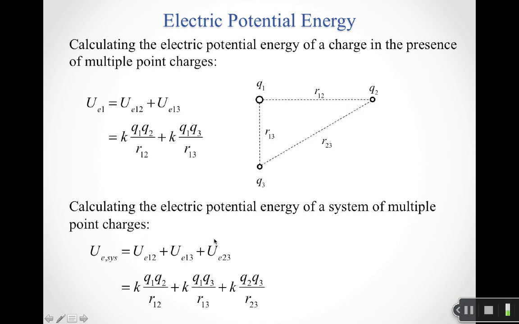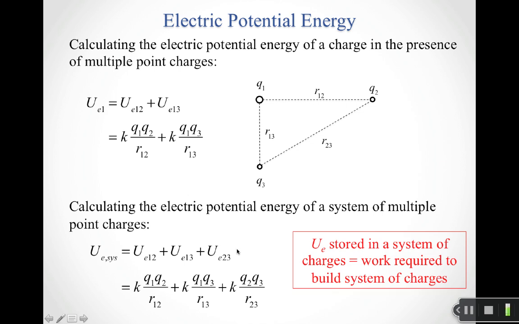So the electric potential energy of the system says I need 3 terms, one for each of my 3 interactions. And you'll notice that this tells you that the electric potential energy stored in your system of charges is equal to the work required to build the system. So another way that we can talk about the electric potential energy of the system is to ask how much work it took to put the system together. When you brought in charge 1, charge 2, charge 3, you had to do work. How much work was required? That's going to be the same thing as the electric potential energy stored in your system.